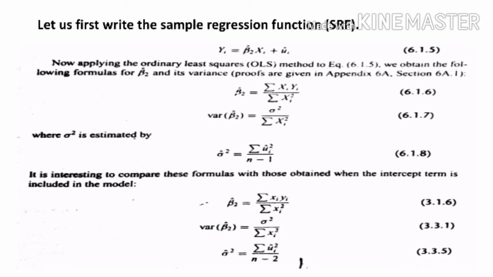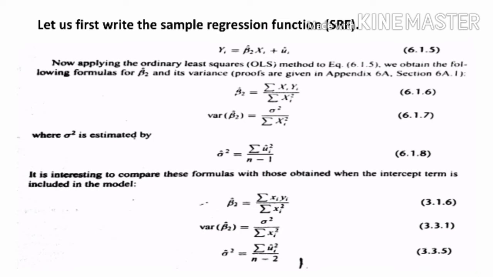Now applying the ordinary least squares method, beta 2 hat is equal to summation xi yi over summation xi square. Variance of beta 2 hat is equal to sigma square divided by summation xi square, where sigma square is estimated by the summation ui hat square divided by n minus 1. I explained this in previous lectures.